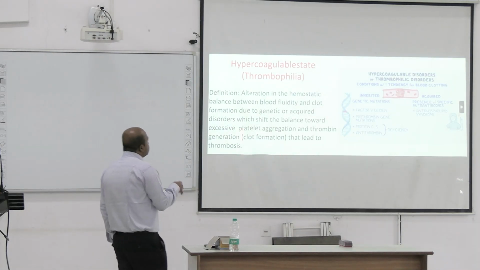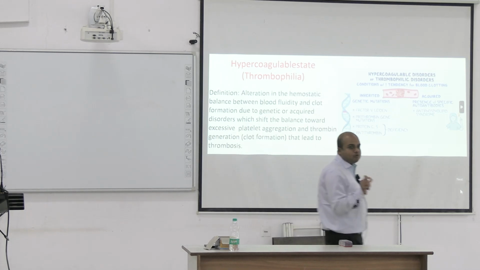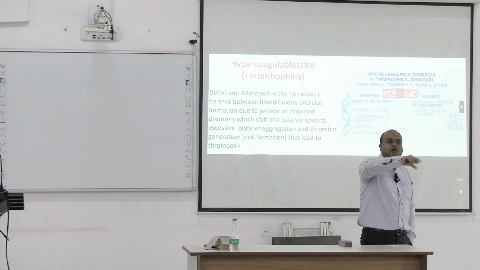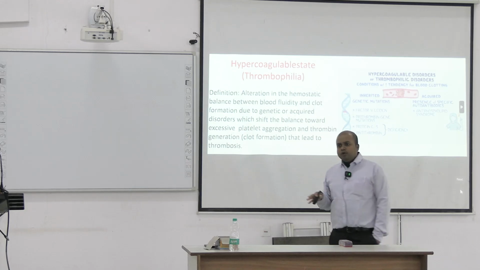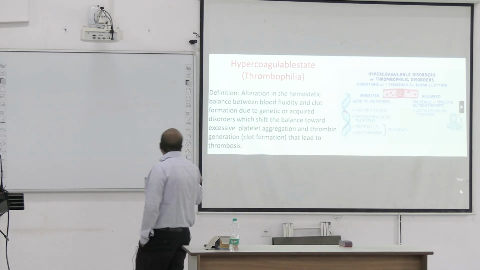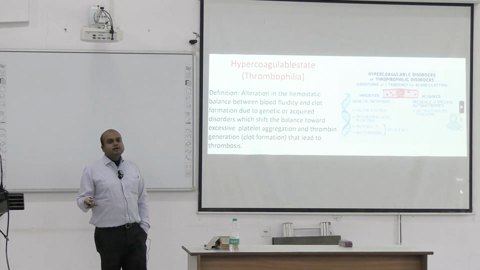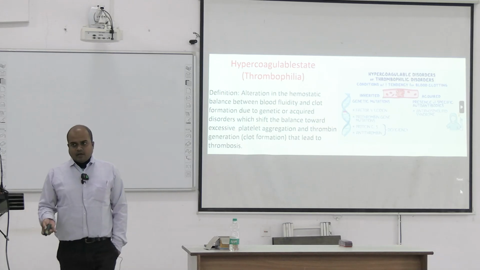And what is a hypercoagulable state? It is also called thrombophilia. Always, the hypercoagulable state itself is called thrombophilia. Thrombosis is the formation of a clot within the blood vessel, but until a clot is blocking the blood vessel, we will not call it thrombosis. It can be called thrombophilia, a hypercoagulable state, which may be due to genetic or acquired disorders. Genetic means congenital or acquired disorders which are derived genetically, or acquired disorders.